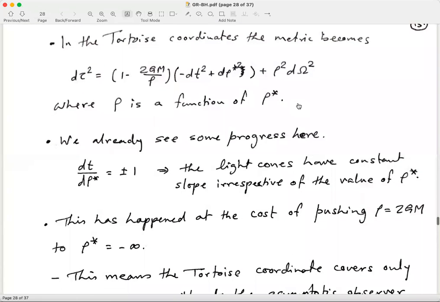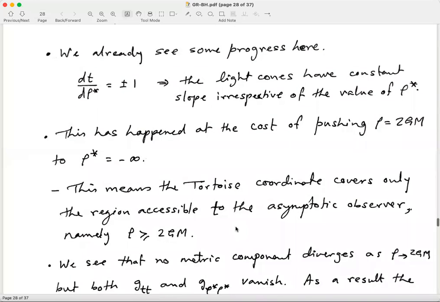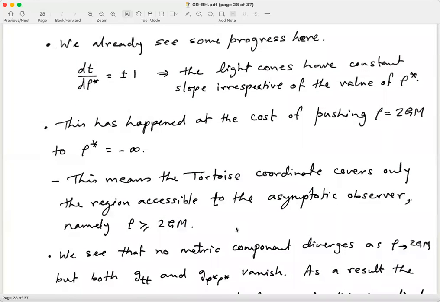Now of course we have paid some price for getting this done, and the price that we have paid is that we have restricted ourselves to a region with rho equals 2GM to rho equals infinity. Rho equals 2GM has been pushed to rho star equals minus infinity, and rho equals plus infinity of course corresponds to rho star equals plus infinity. So this means that the tortoise coordinate covers only the region accessible to the asymptotic observer, namely rho greater than or equal to 2GM.